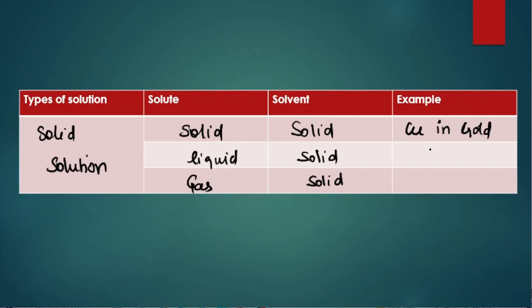Then liquid in solid. There you can give an example: amalgam of mercury in sodium. Amalgam of mercury in sodium is an example of a solid solution, that is liquid in solid. Gas in solid: for a gas in solid solution, you can give an example of hydrogen in palladium. Solution of hydrogen in palladium.